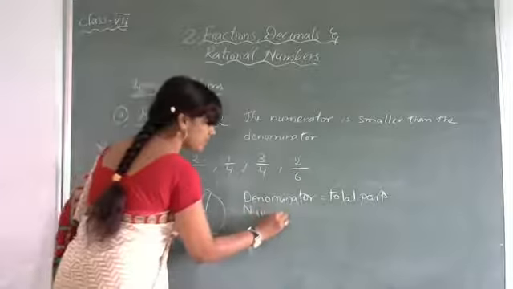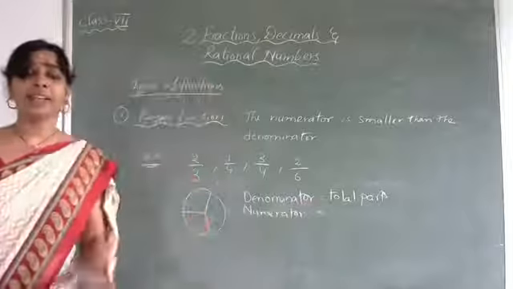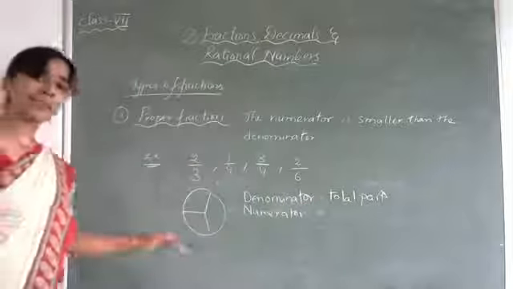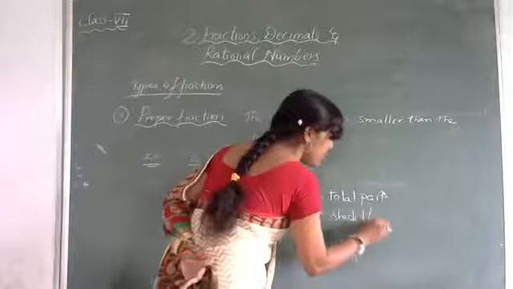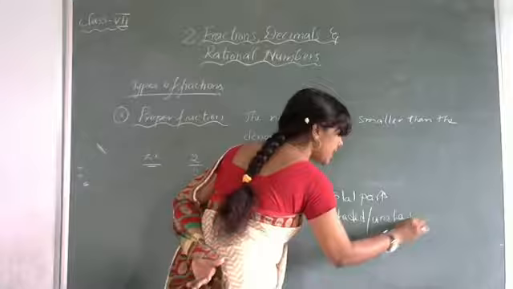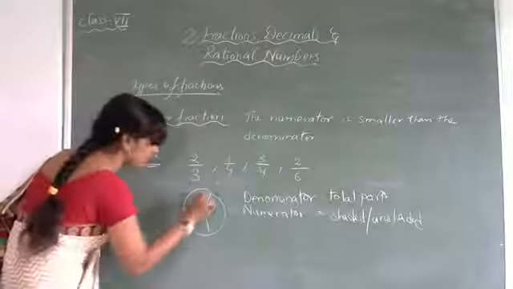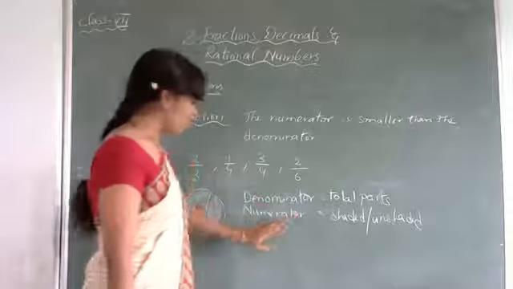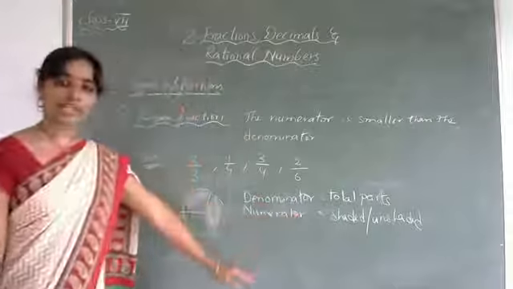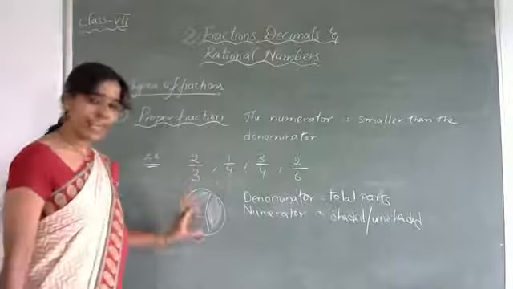Numerator. What is a numerator? The part which we shade or leave unshaded is called the numerator. Shaded or unshaded, whatever we want, that part is called the numerator. Denominator means total parts, and numerator means whatever shaded or unshaded part we have to write. See children, I am writing 2 by 3.